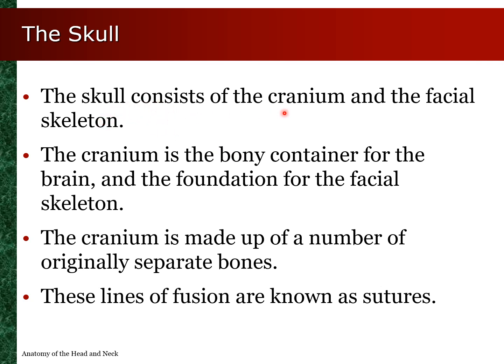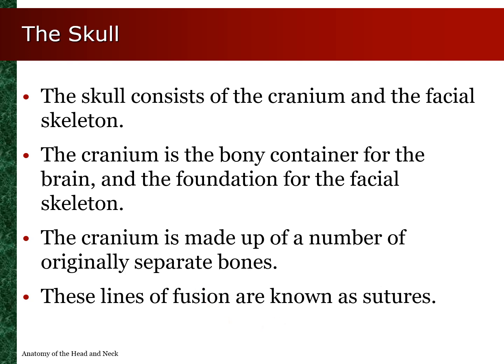So the skull consists of the cranium and the facial skeleton. The cranium is the bony container for the brain and the foundation for the facial skeleton. The cranium is made up of a number of originally separate bones. These lines of fusion are known as sutures.